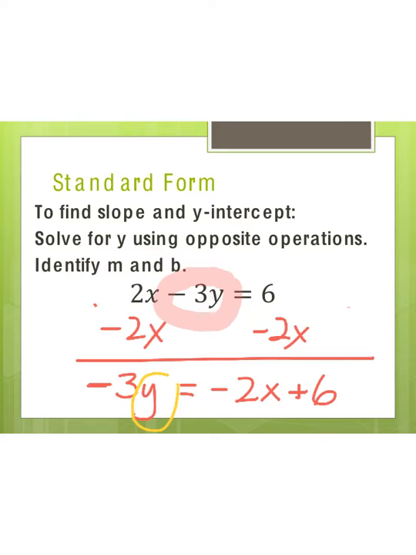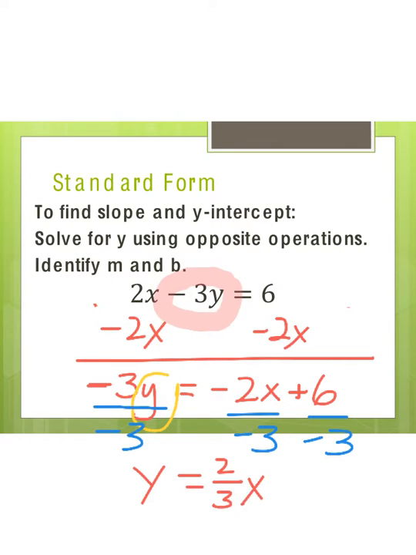So the last thing we have to get rid of is the negative 3 times y. So we're going to go ahead and divide everything by negative 3. And then we're going to end up with the y by itself. So we have y equals negative 2 and negative 3 is positive 2/3 x minus 2. So you can rewrite the standard form in slope-intercept form using your equation solving skills.